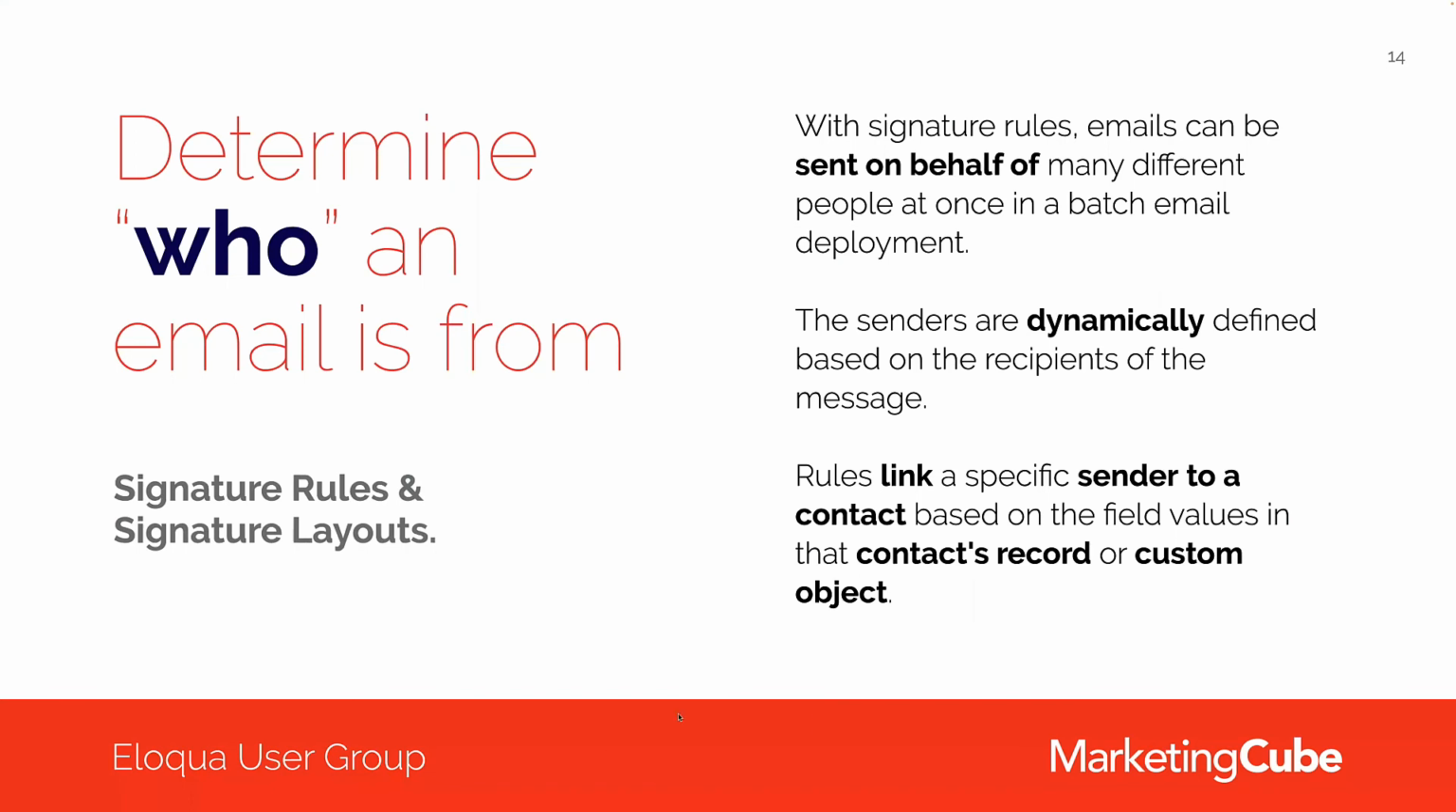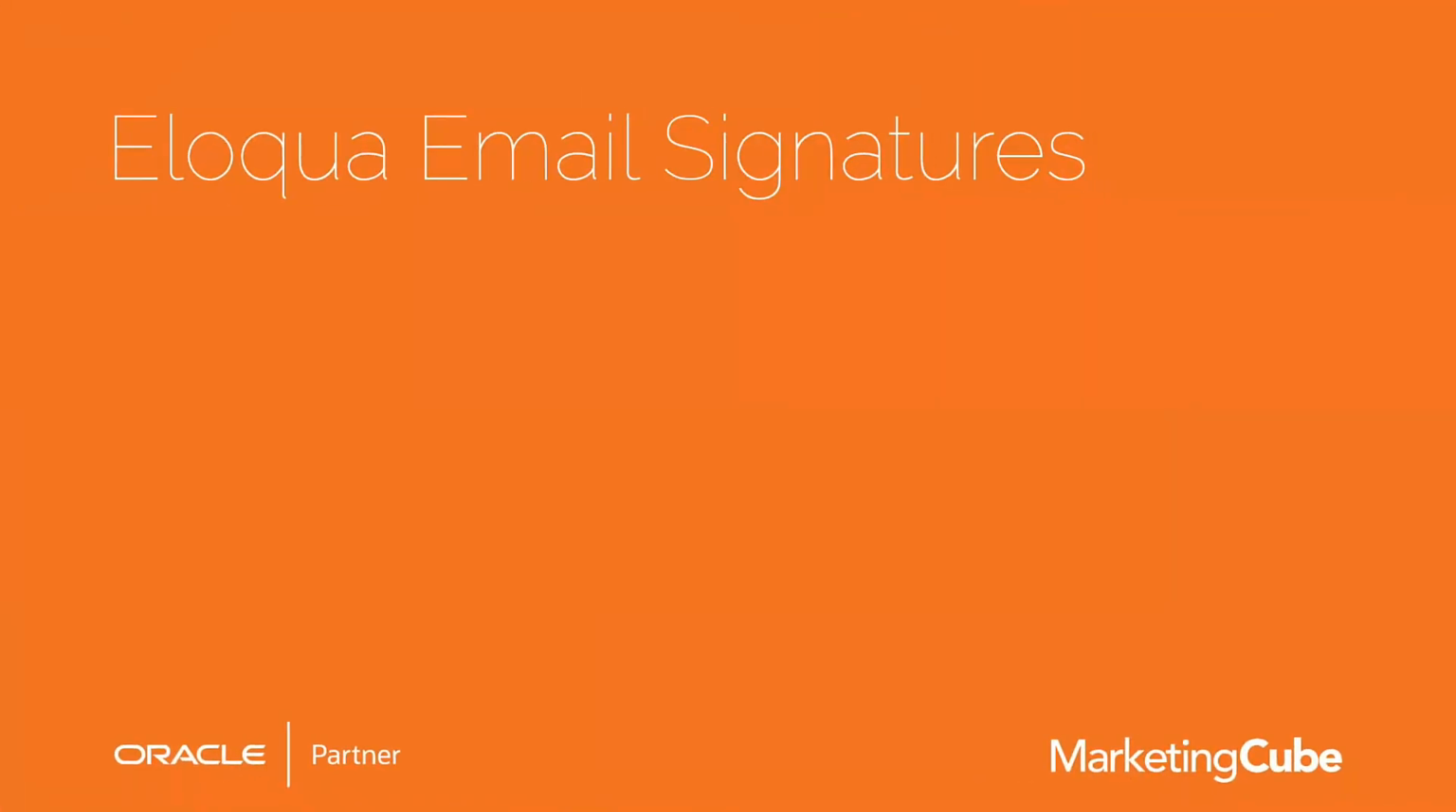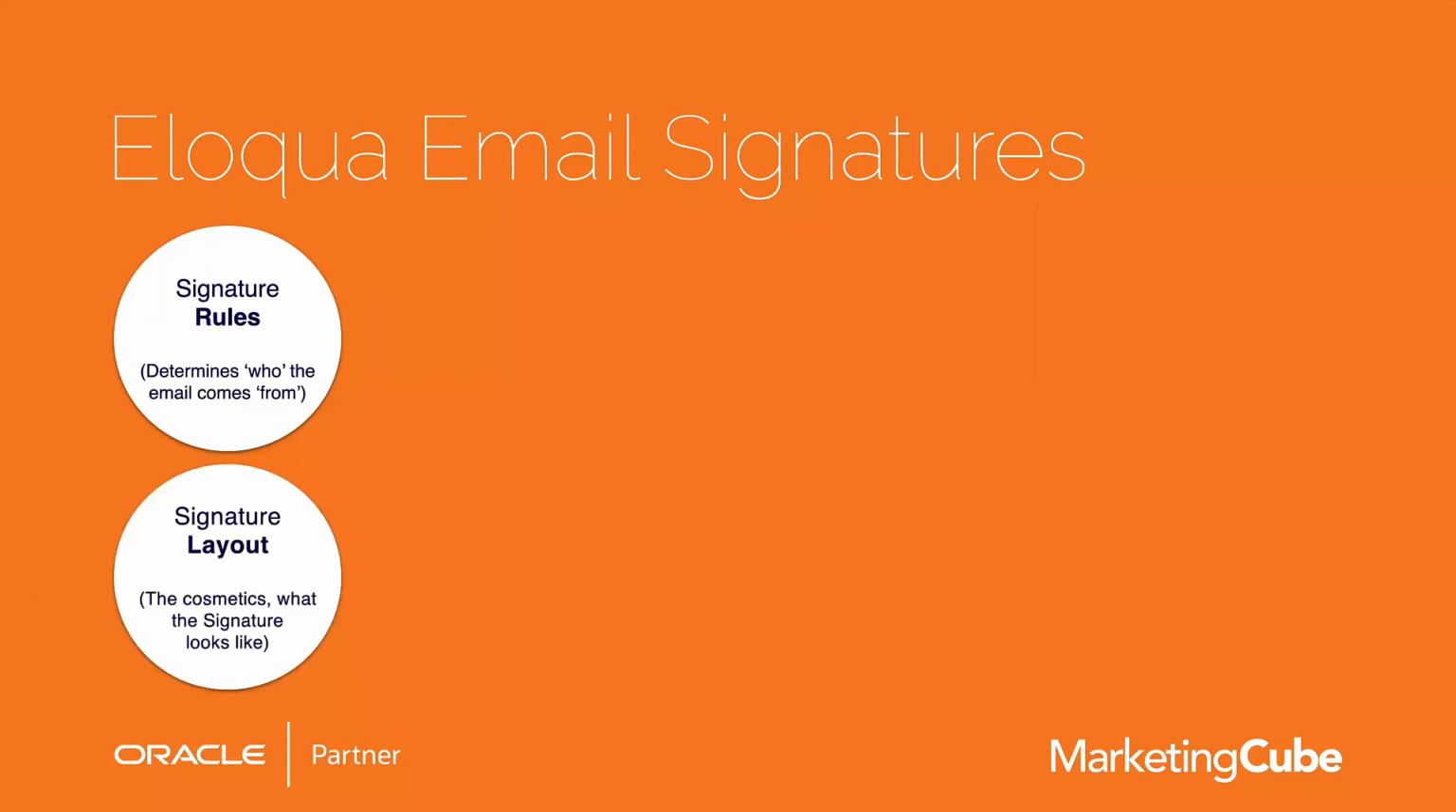object. So I've got a visual to try and explain this in a bit more detail for you. We start off with signature rules, and this is where we'll determine who the email comes from. There are a few other options available to you there, but fundamentally the rule is one part of Eloqua. The other part is the layout.